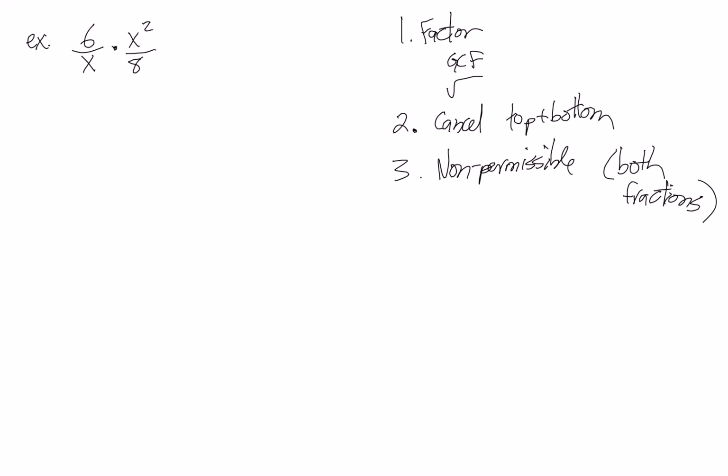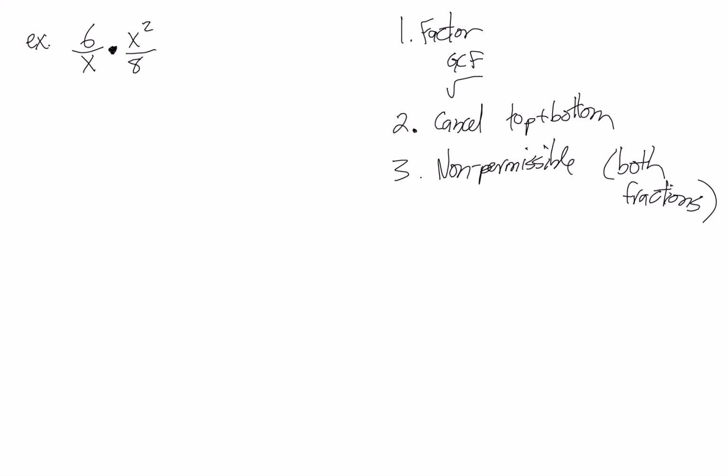Okay, so when we're dealing with rational expressions, the same sort of rules apply. So the first step in any case is to factor as much as possible. So if the question needs to be factored, do that first, either by taking out a greatest common factor or by doing square root factoring. Then the second step is cancel anything on the top and bottom across any of the fractions. It doesn't matter which one it's in, as long as there's one on the top, one on the bottom. And then the last step, just like we did before, is state non-permissibles. And you've got to make sure you do that for both fractions this time.